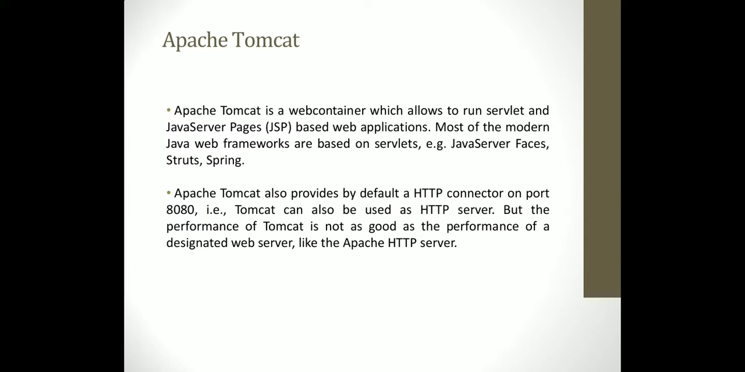Then we have seen Apache Tomcat. What Apache Tomcat is, and the steps to download it, we have also seen in the practical session. Apache Tomcat is a web container which allows us to run servlet and JSP, that is Java Server Pages based web applications, and most of the modern Java web frameworks are based on servlets, for example Java Server Faces, Struts, Spring. All these things are related to Apache Tomcat.